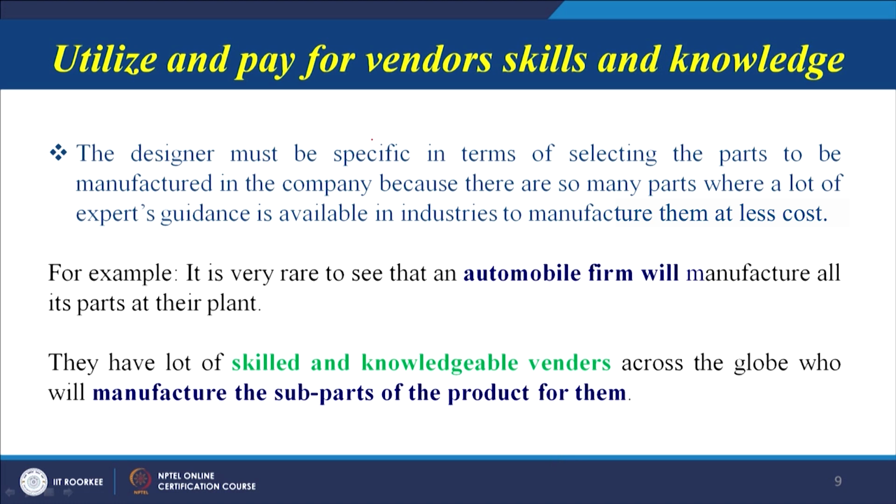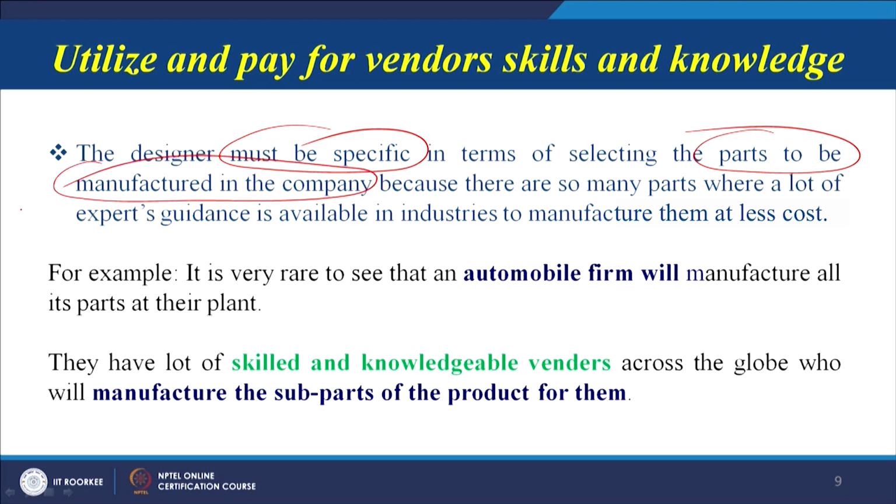So, that is very important, we must be specific regarding what parts are to be manufactured in the company, because there are so many parts where a lot of expert guidance is available in industries to manufacture them at less cost. So, when the designer specifies that we have to make this part in our premises only, we must look for vendors who have already specialized in that particular part and who are manufacturing it at a lower cost. So, we must take that cost advantage which has been established by the vendor.